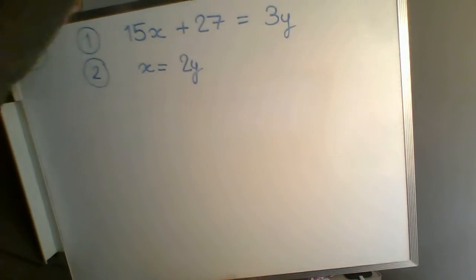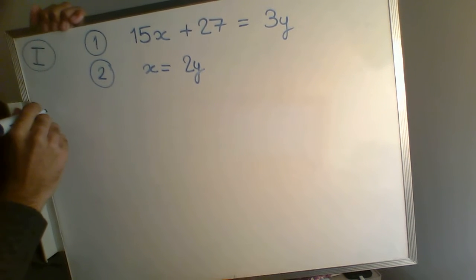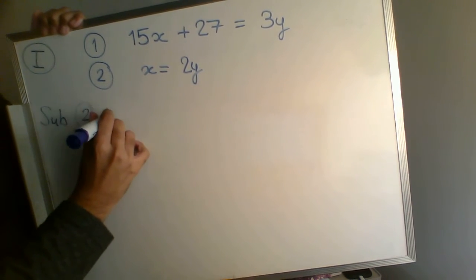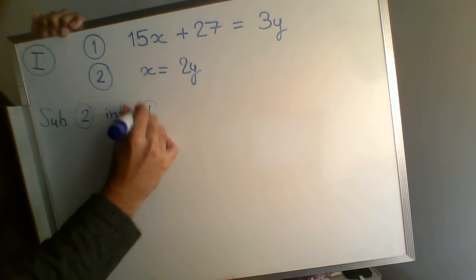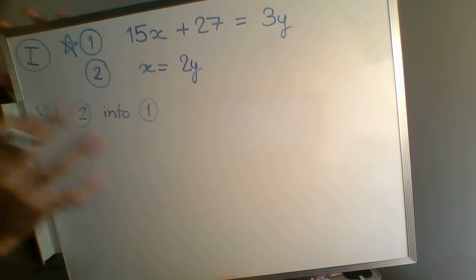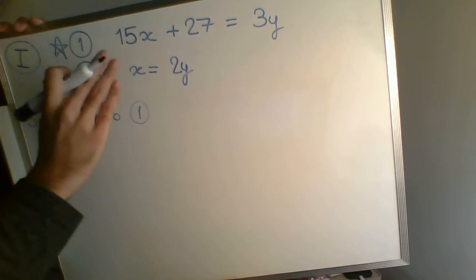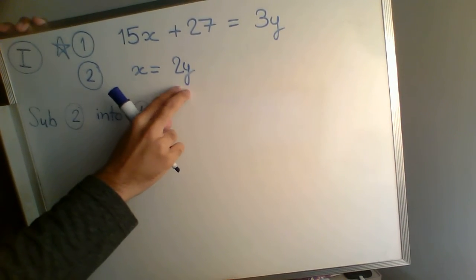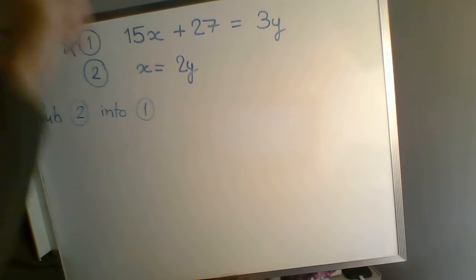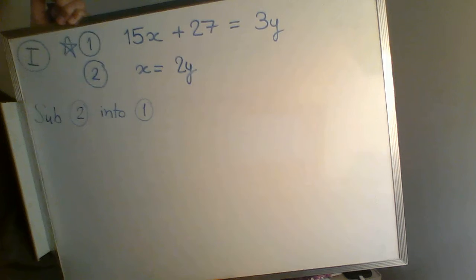So what we're going to do is we're going to sub equation 2 into equation 1. Basically we're going to use equation 1, we're just going to slightly modify it in that anywhere that we see x, we're going to replace it with 2y, because we're going to try and express that entire first equation in terms of just the variable y.